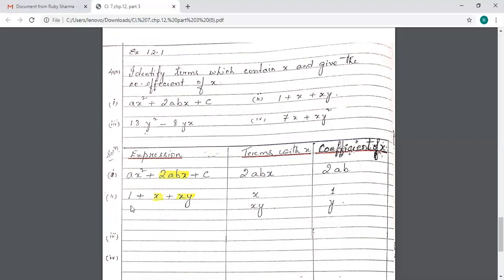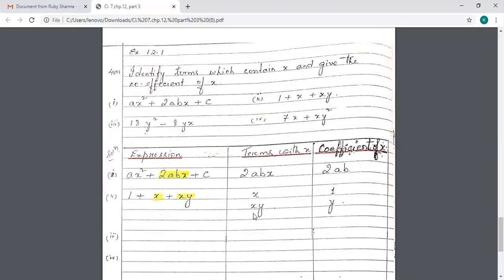Now here we see 1 plus x plus xy. This is a constant. This has an x. This also has an x. So we write the two terms. And since it is plus x and plus xy, we don't write the plus and we simply write x and xy. So what is the numerical coefficient of this x? 1. There is no other coefficient of x, isn't it here? So we take 1 as the coefficient and we write 1.